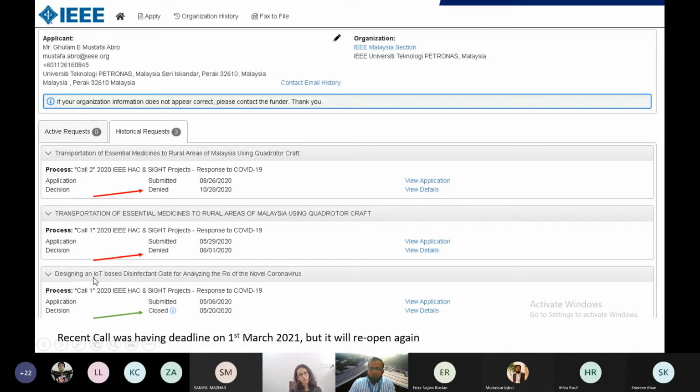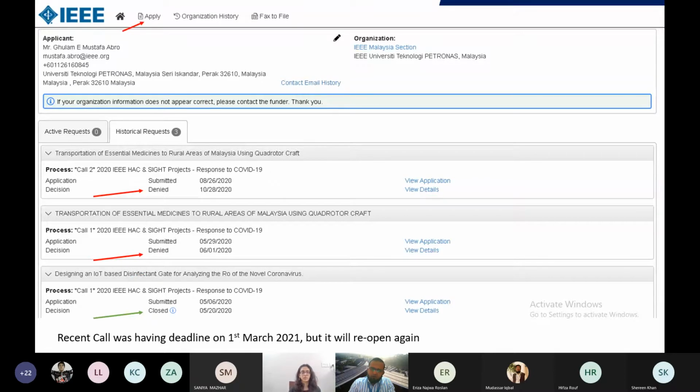And the topic was designing an IoT based disinfectant gate for analyzing the R naught. R naught is the reproductive coefficient of novel coronavirus like COVID-19. This is the coefficient that basically shares the information on how COVID will spread in a particular jurisdiction, city or area. So this is one of the most important things to compute. With this proposal, I got the acceptance.